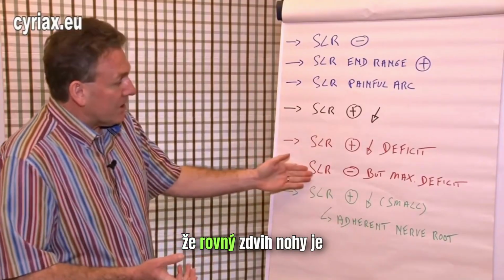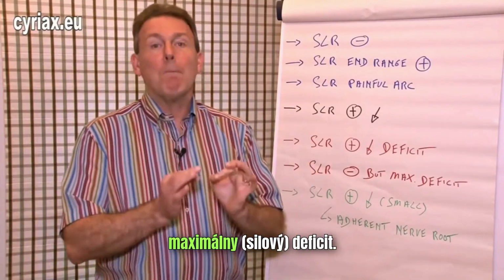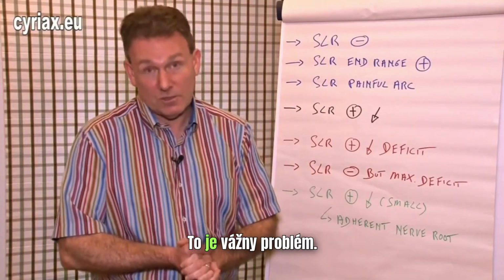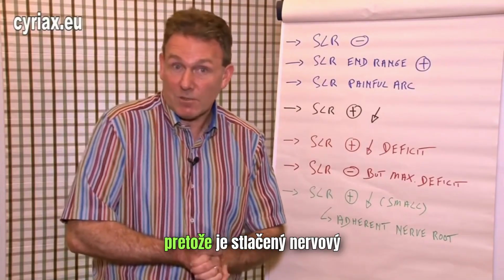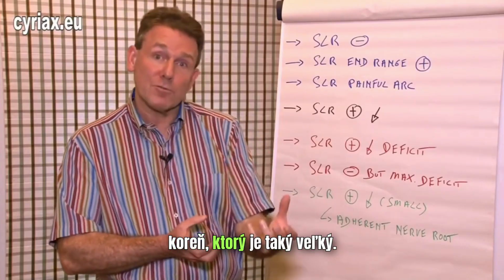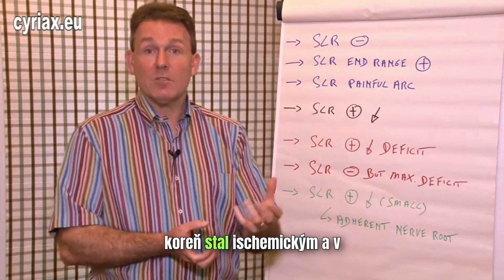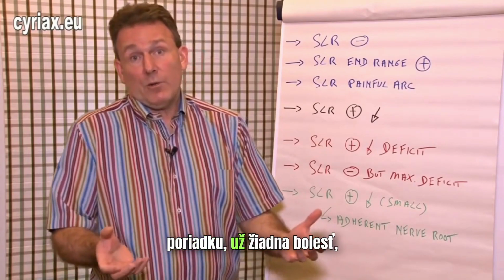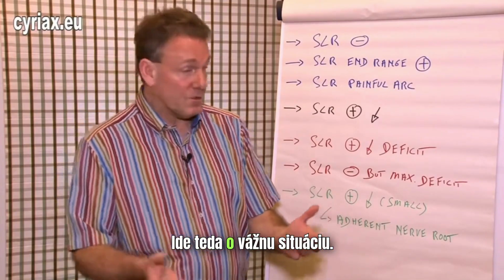Let's imagine straight leg raise is completely negative, but in the examination we find a maximal deficit. Well, this is a serious problem. In fact, this is an ischemic root atrophy because of the compression on the nerve root, which is that big. At a certain moment the nerve root became ischemic and okay, no more pain, but maximal deficit. So this is a serious situation.